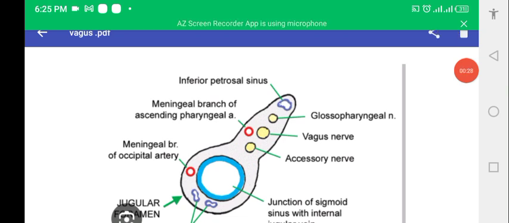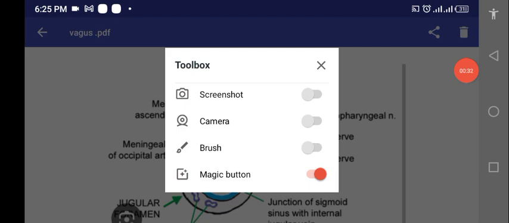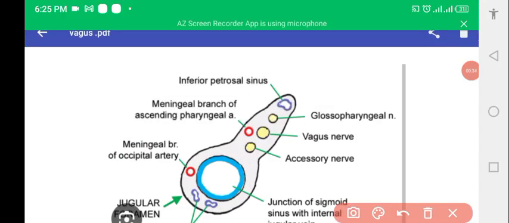When the vagus nerve is compressed during its passage through the jugular foramen, what will happen? We will understand that in upcoming slides. Vagus nerve compression passing through the jugular foramen. Other structures are the glossopharyngeal nerve and the accessory nerve. These are passing through the jugular foramen.